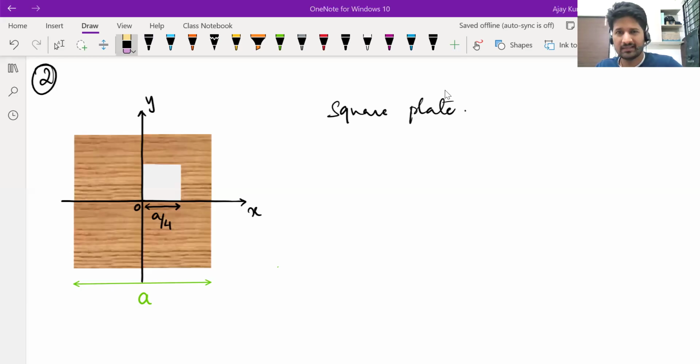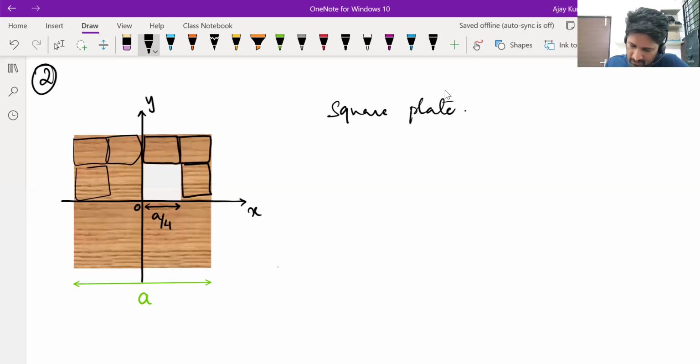If you want to treat this as a combination of positive masses, then it will become complicated. You will have to treat it as a combination of many small bits like this. One here, one here, one here, 3 in this and 4 in each of the other quarters. So many objects and their centers of mass will have to be considered if you treat it as a collection of objects.